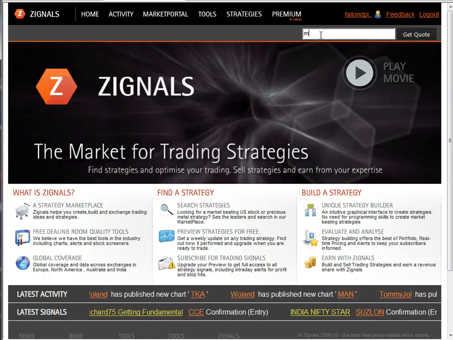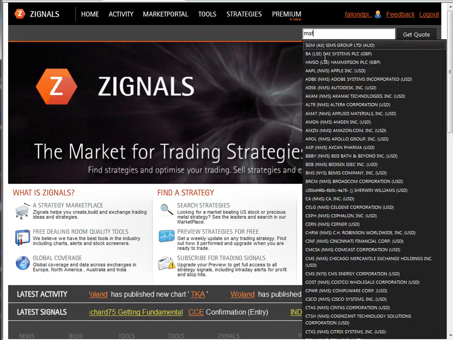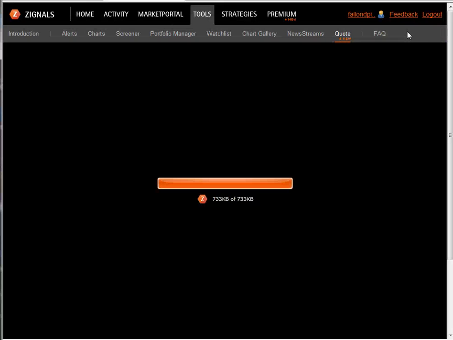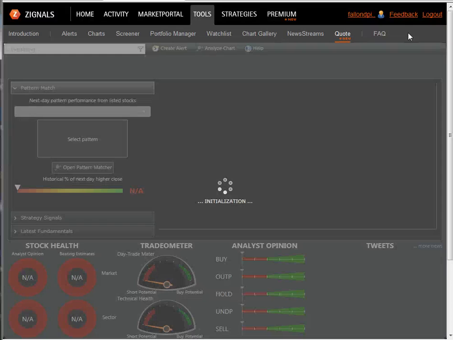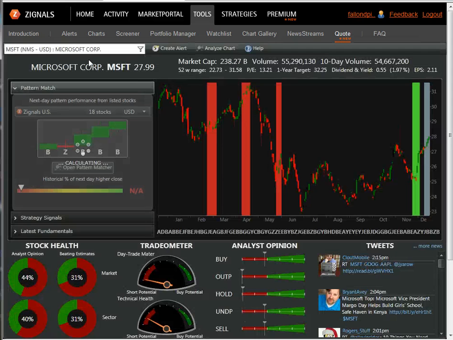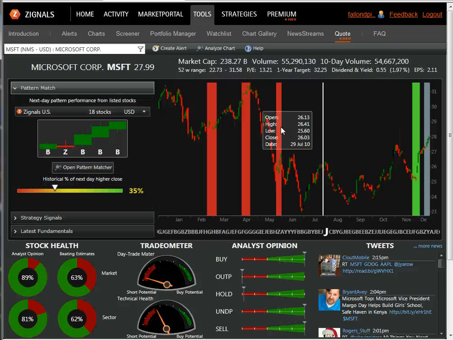But to get an initial stock quote for the leading stocks we have, just simply type in the stock symbol and get the quote. And this will take you into a quote page broken down into three main sections. The top section will feature the actual quote of the price, the company name, and some basic fundamentals.